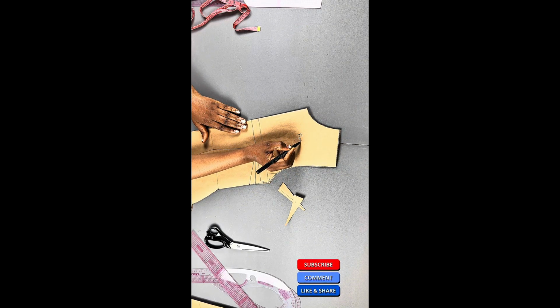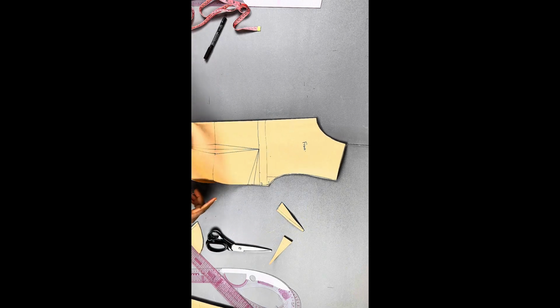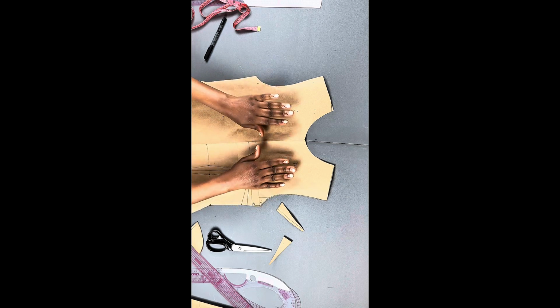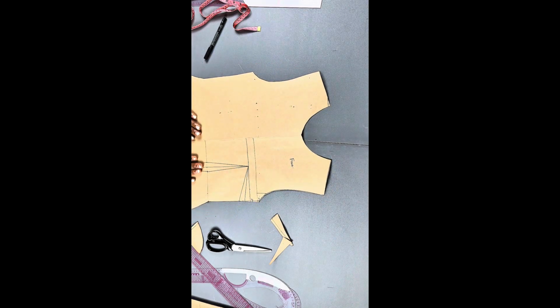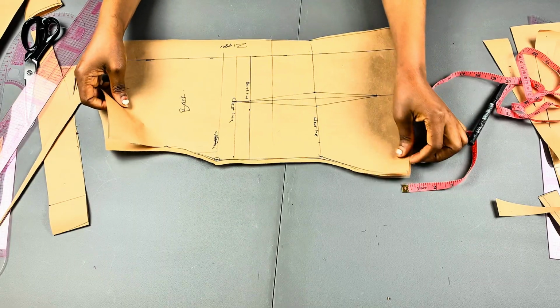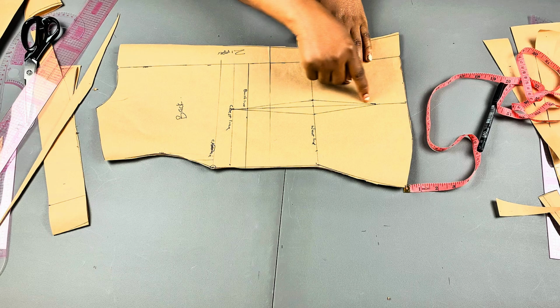So I will label my front pattern as front so that I won't get confused. So we're going to the back pattern now. For our back pattern, we are repeating the same procedure. It's just that we're going to be having a zipper allowance at the back. It means that our back is going to be 2. So I repeat the same measurement for the back, just as we did in the front.